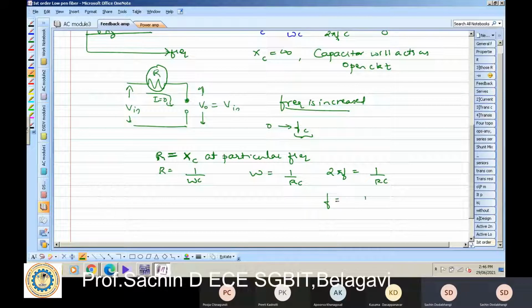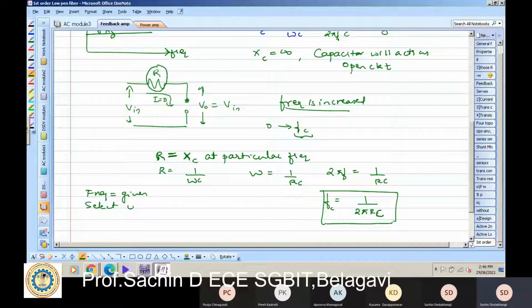So f equals 1 upon 2 pi RC. This frequency we call the cutoff frequency. For the design case, the frequency will be given to you. You need to select one standard value of capacitor.